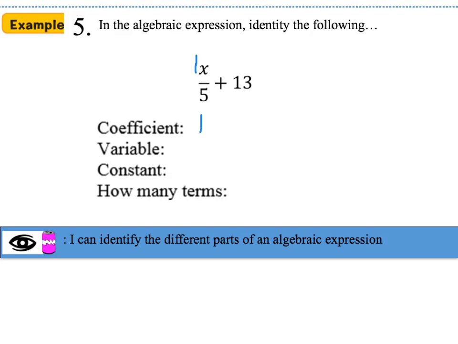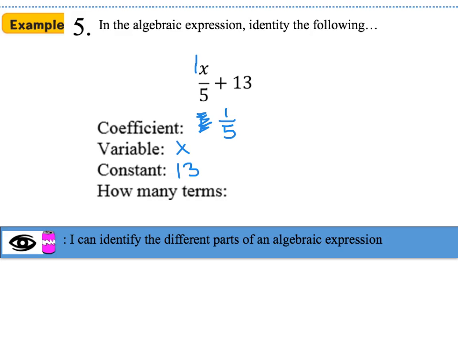Well, the difference is it's not 1 because it's being divided by 5. Now remember, this is a fraction, and you want to make sure you take into account the denominator because this is still part of a term. So the coefficient is not 1. The coefficient is going to be 1/5 because 1 is being divided by 5. The one that stands next to the x is being divided by 5. So the coefficient, which is the number in front of the variable, is 1/5. Here the variable is x, which is the only variable in this problem. The constant is positive 13 because that's the only term that contains numbers.